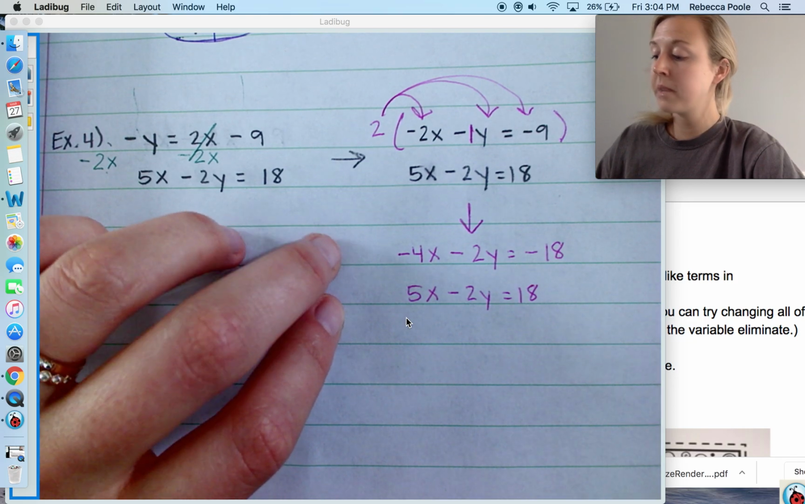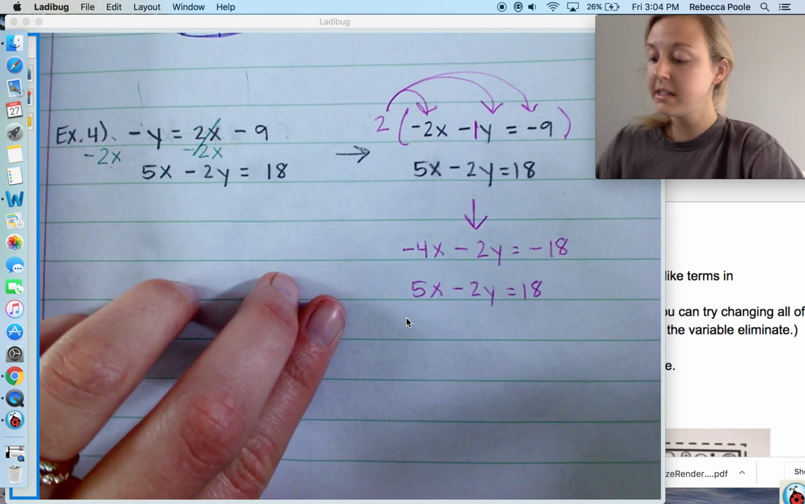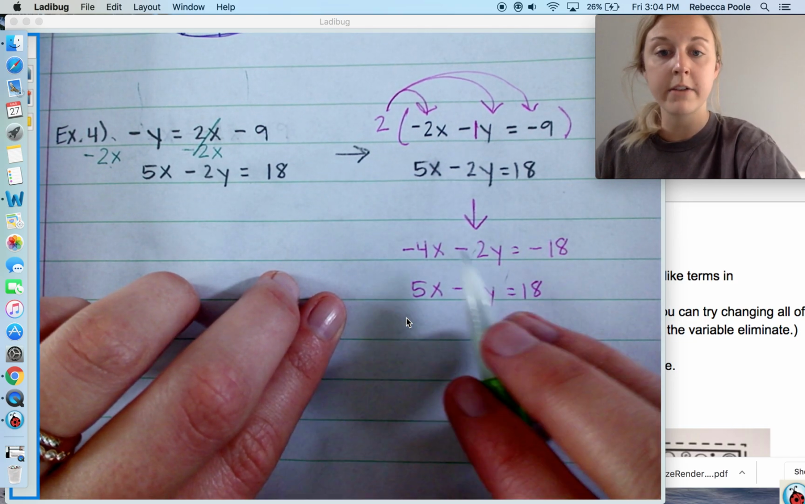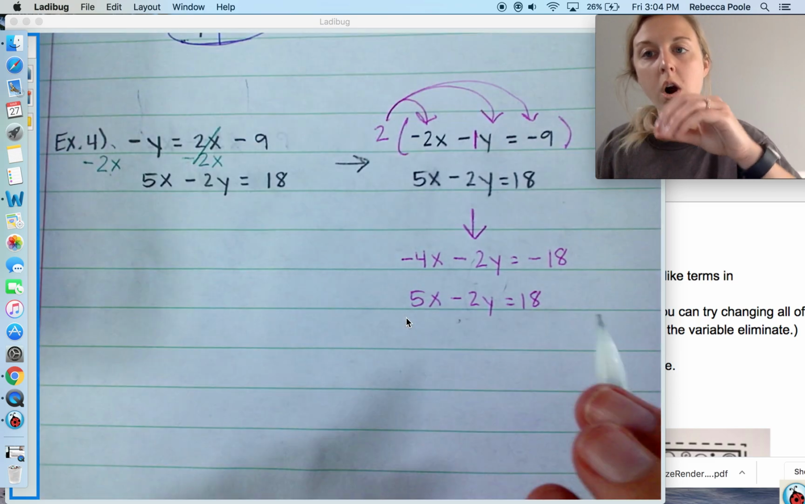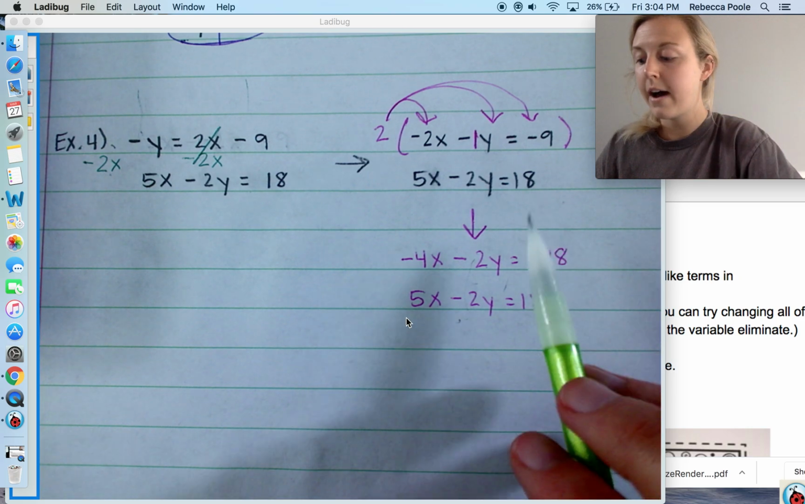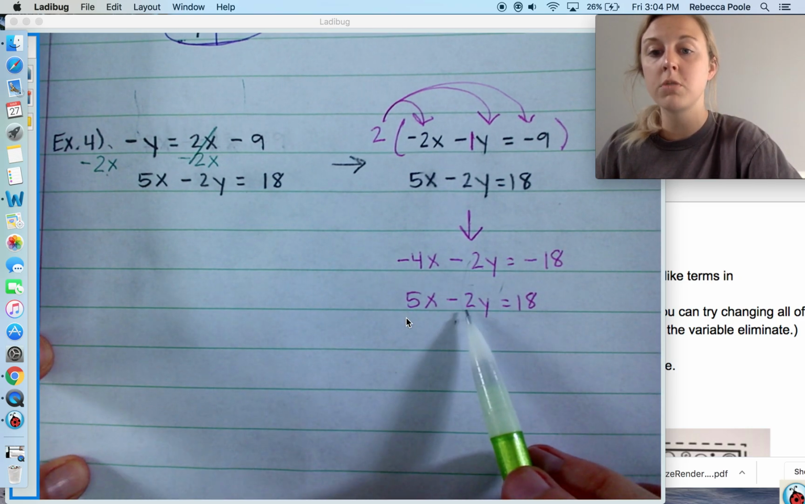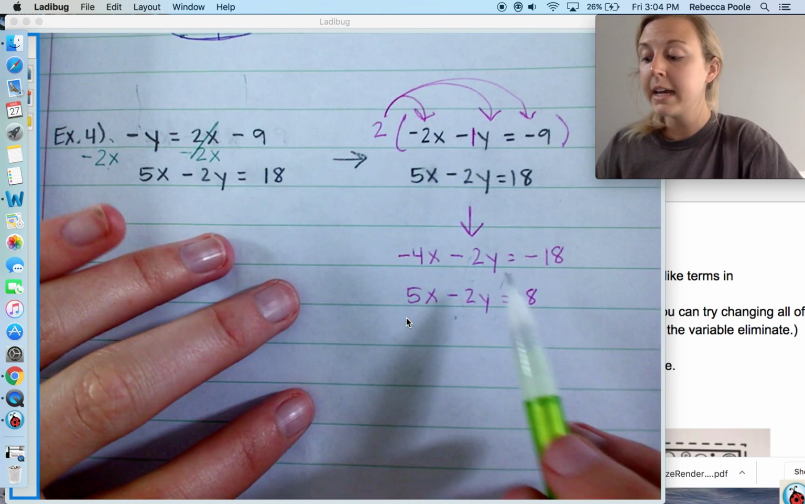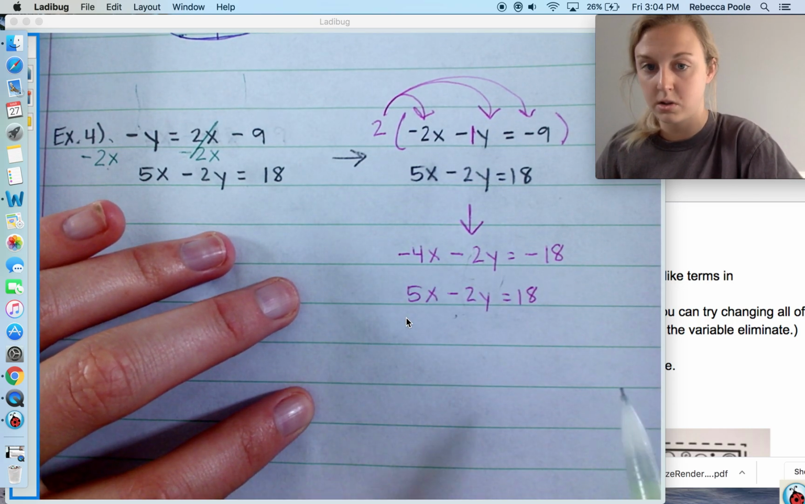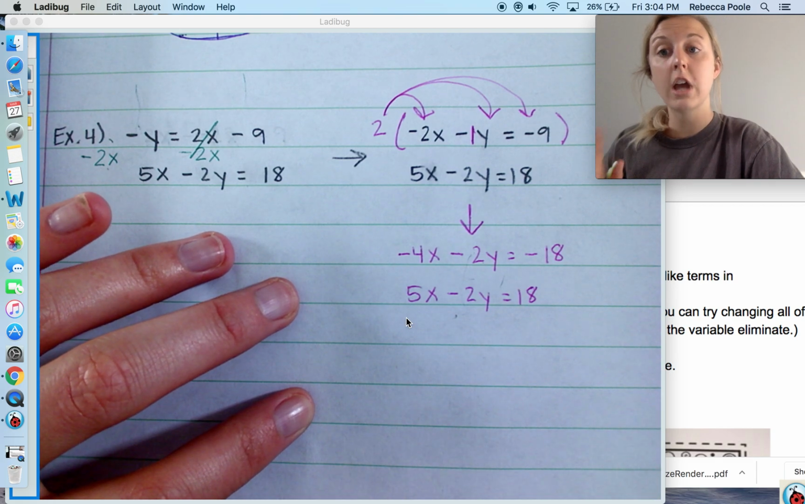All right, so from here, if you look at our y's now, because that's what we picked to eliminate, right? Because the x's wouldn't work. They're both negative, so are they going to cancel out? If I have negative 2 and I take away 2 more, that becomes negative 4. So it's not 0, it doesn't eliminate. But what can I do to make sure these cancel? I can change all the signs.